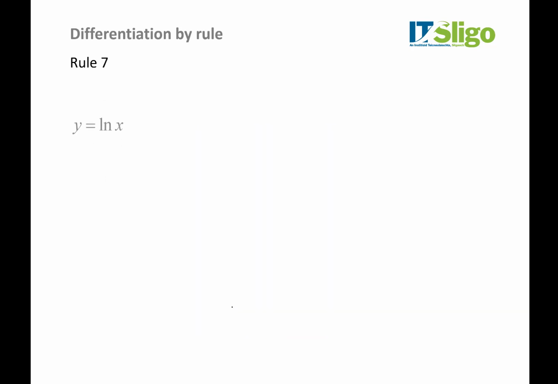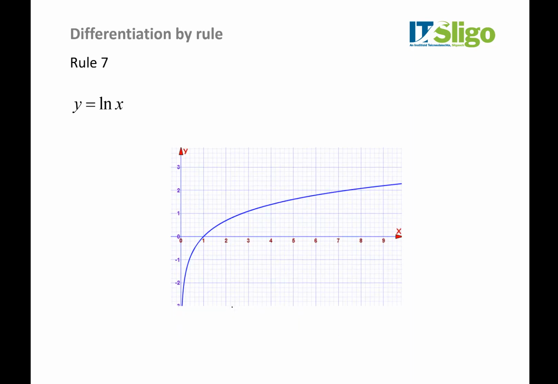Now the last function is our log function, in this case the natural log function. y is equal to the natural log of x. That's what the natural log function looks like. And the derivative of this function is 1 over x. So remember, this is our reciprocal function.